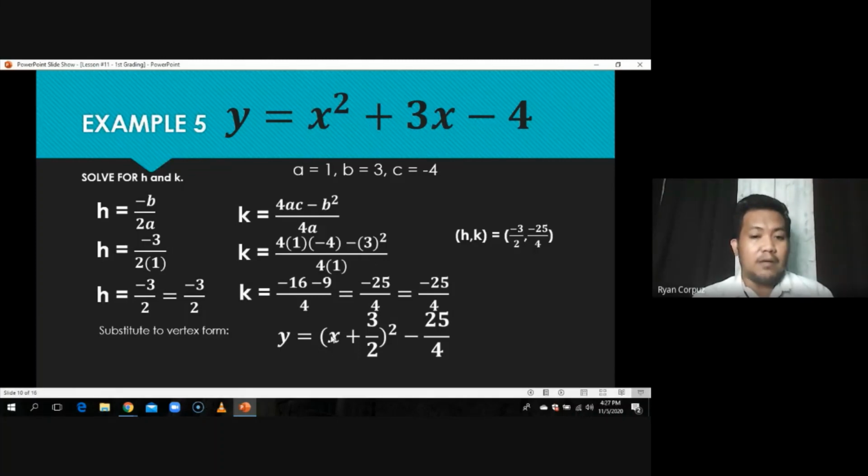So the quantity of x, since negative yung 3 over 2 natin, so it's the opposite sign here. That's plus 3 over 2 quantity squared, then same sign ng negative 25 over 4, kaya minus 25 over 4 yung magiging sagot natin doon. So we transform the equation y is equal to x squared plus 3x minus 4 to the vertex form as y is equal to x plus 3 over 2 quantity squared minus 25 over 4. That's how we answer example number 5.